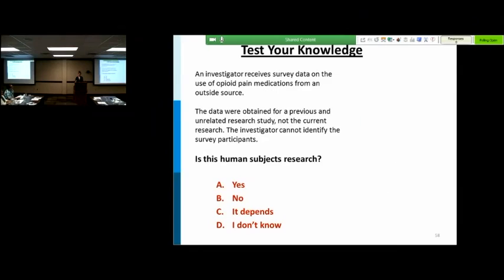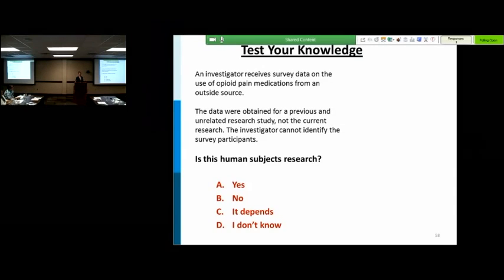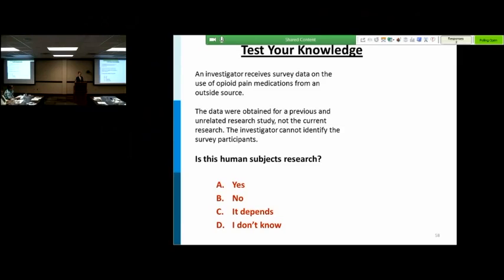Okay. So one more. An investigator received survey data on the use of opioid medications from an outside source. These data were obtained for a previous and unrelated research study, not the current research. The investigator cannot identify the surveyed participants. Would this be human subjects research?